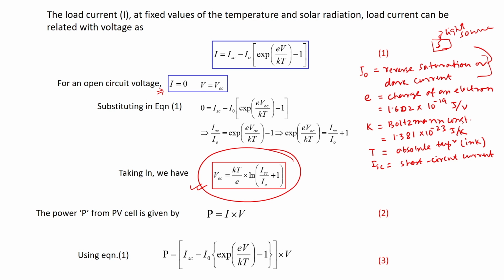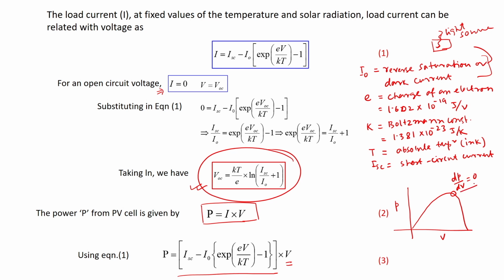And then if we are interested in the power which is to be developed by the cells, it can be expressed as P is equal to I into V, right. So, this is the expression for I, and we multiply with V, and also we know the variation of power versus voltage. It is something like this. It reaches a peak here. So, at this peak dP by dV will be 0, right.